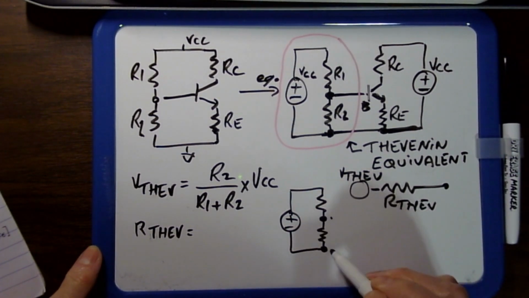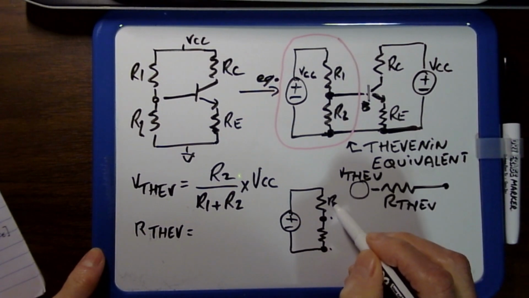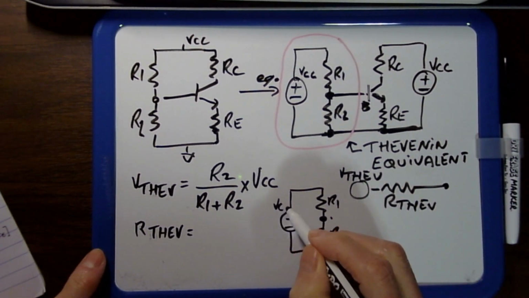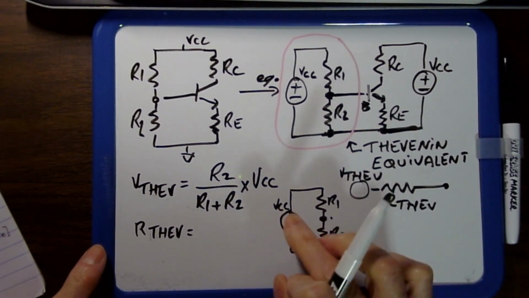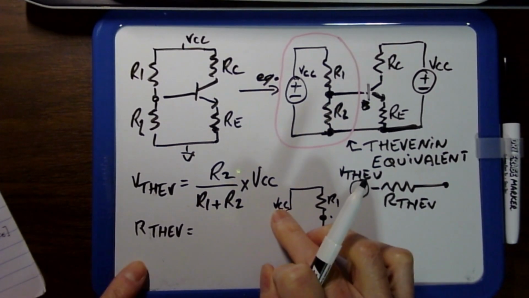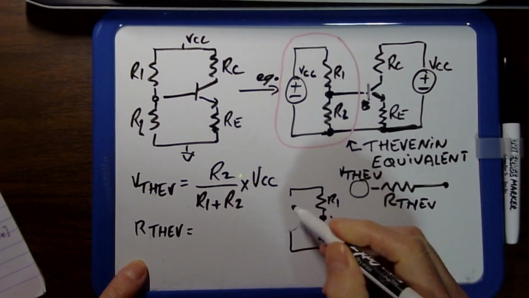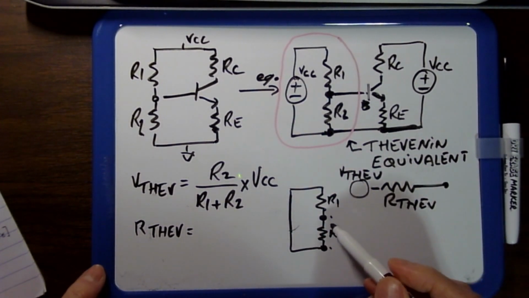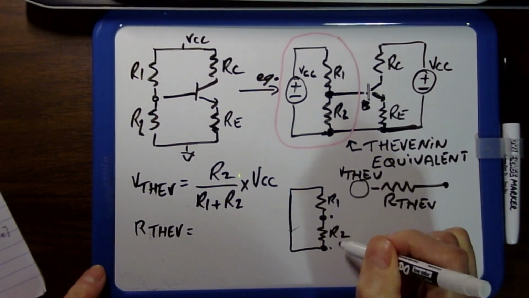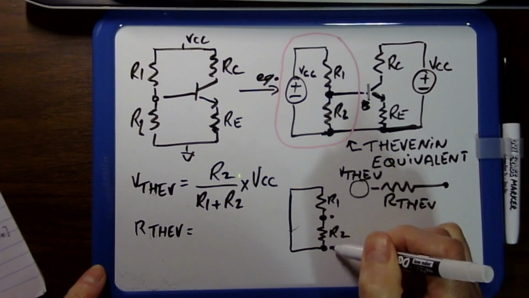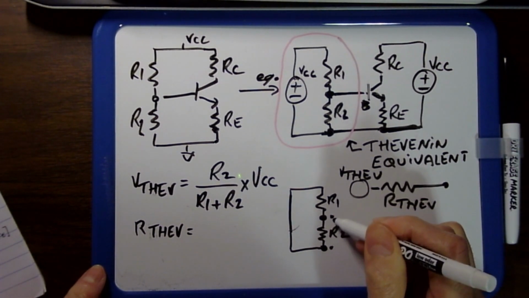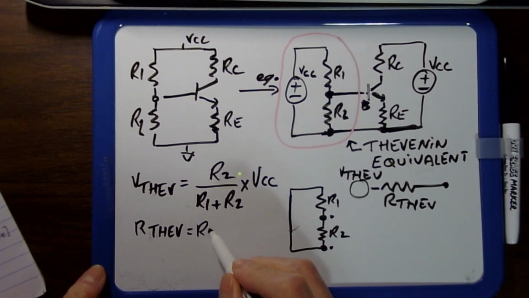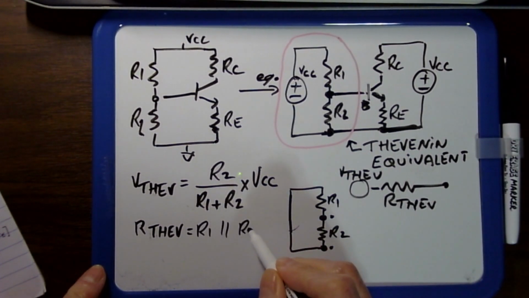So we are interested in those two ports here. You have R1, R2. This is the voltage source VCC. So you get rid of all this stuff, and you short it. So RTEV, if you look at it, we are looking here, what's the resistance between those two points? It's R1 in parallel with R2.